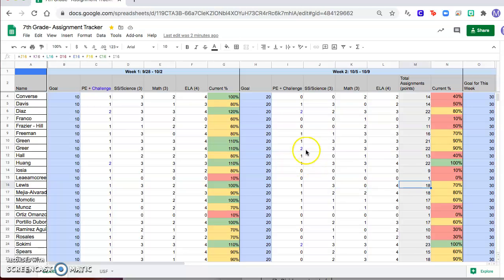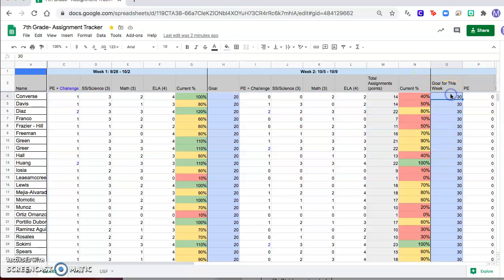And so on the side, this goal means how many assignments they should have by each week. The first week they should have had 10 because it's 10 assignments total. The second week they should have a total of 20 assignments. Third week they should have a total of 30 assignments, etc.